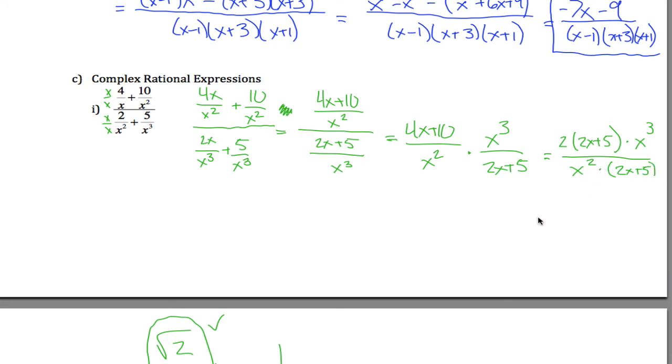But now I got a bunch of stuff that cancels out. Switch colors. 2x plus 5, 2x plus 5. X squared gets rid of 2 of these, of the x cubed. It leaves me with just x. How about that? And so what I'm left with when all the dust settles is just 2x divided by 1 or 2x. This entire mess simplifies down to just 2x. And that's how you deal with complex rational expressions.